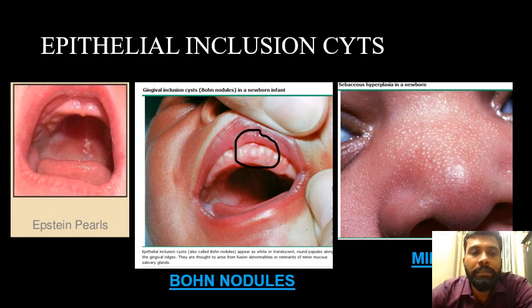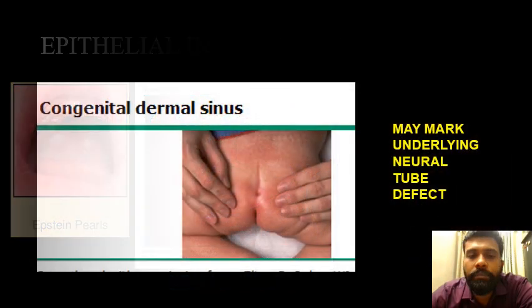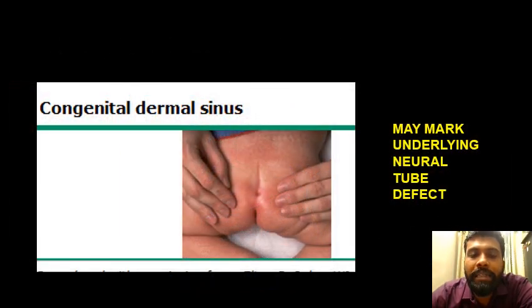These are epithelial inclusion cysts. This is Epstein pearls. When this epithelial inclusion cyst is seen over the hard palate, it is known as Epstein pearls. When they are in the gingiva, it is known as Bohn's nodules. When they are seen over the skin in the area of sebaceous hyperplasia, it is known as milia. This is congenital dermal sinus, which may mark an underlying neural tube defect.